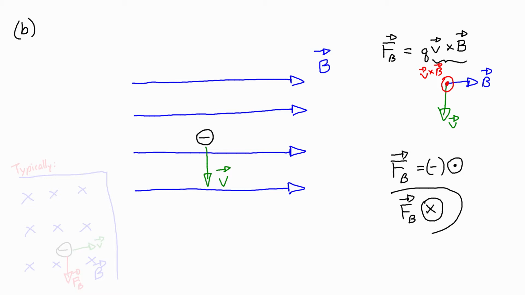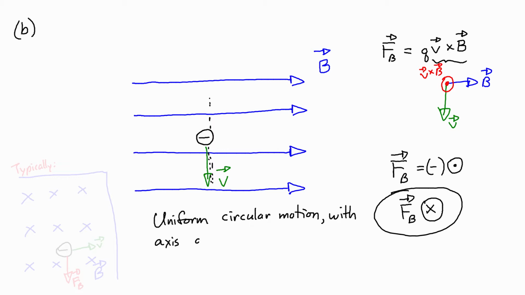Because the force on this particle is into the page and the velocity is downwards, this particle is actually going to go in uniform circular motion. And at the point shown, it's going downwards, but it's going to go downwards and then eventually circle into the page and then upwards and then circle out of the page. Essentially, it's rotating in a vertical plane, and if we were to see the motion, it would go down and then back up and then back down again. And the axis of rotation is horizontal along the same direction as B.